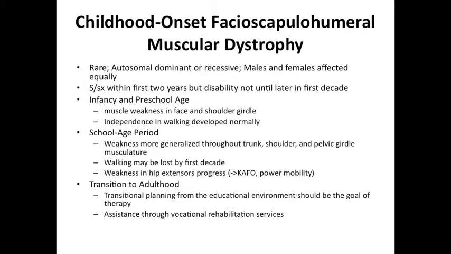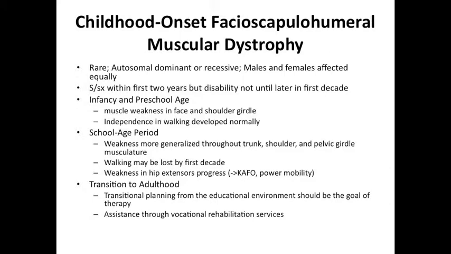Childhood onset facioscapulohumeral muscular dystrophy. This condition is rare, and it's typically an autosomal dominant or recessive disorder. Males and females are typically equally affected. You typically see signs and symptoms within the first 2 years, and disability is not usually noticeable until later in the first decade of life.